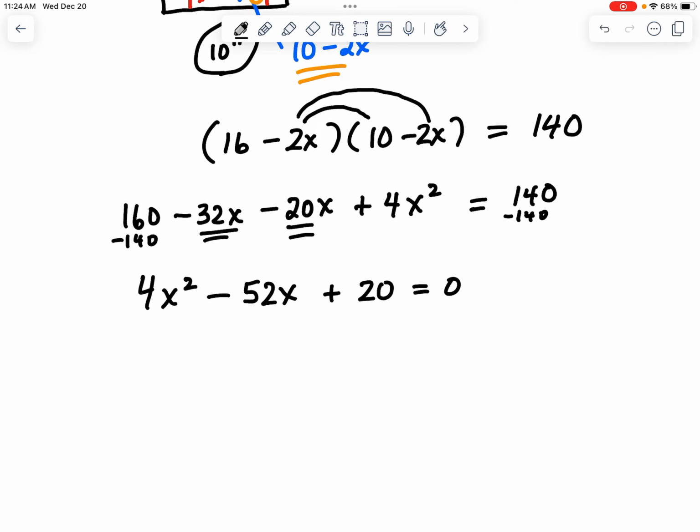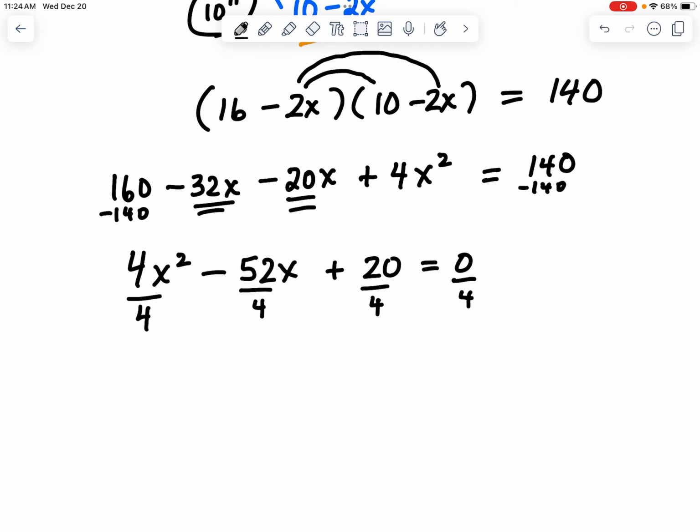Although I see we could make life a little bit simpler if we first divide by 4, because all of these numbers can be divided by 4 evenly, and then that's going to make the numbers smaller when we do the quadratic formula. So this is just going to give us X squared. 52 divided by 4, well, if you divide 52 by 2, that's 26. Divide by 2 again, that's 13. And then 20 divided by 4 is 5, and 0 divided by 4 is 0.